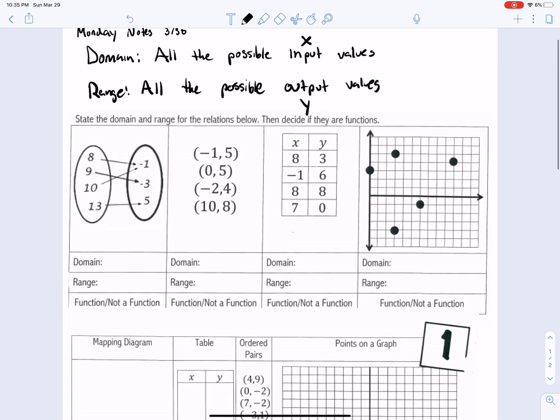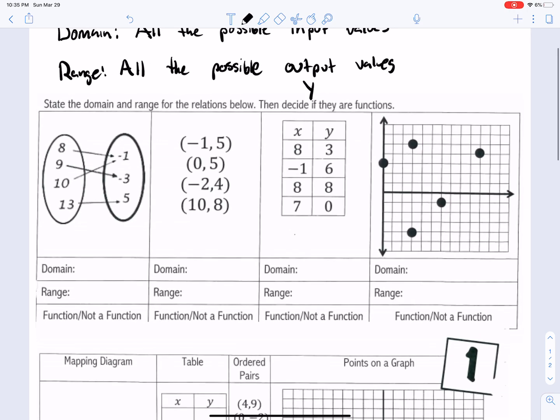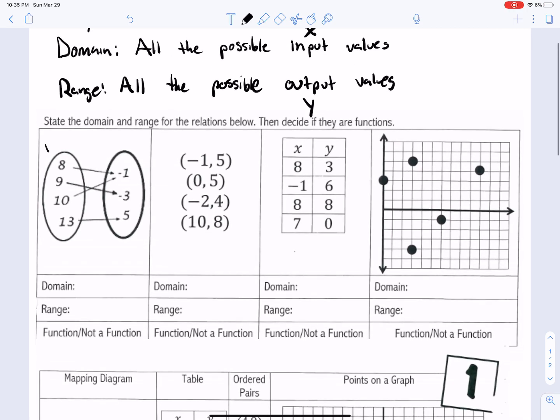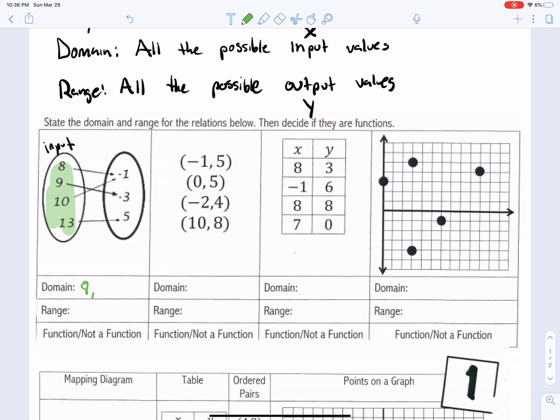So this says, state the domain and range for the relations below. Then decide if they are functions. So if we look up here at our definition for domain, it's all the possible input values, and input are x. So here's our input over here. And so if we want to list some numbers in the domain, it's all these numbers. So we got 8, 9, 10, 13.